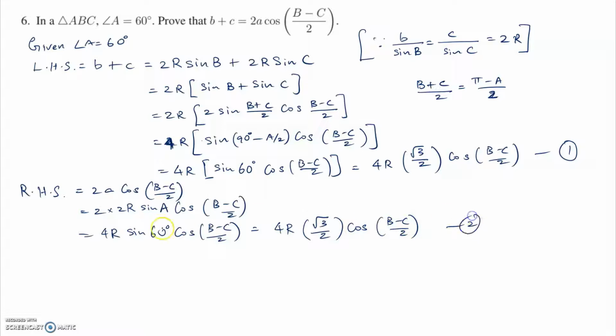This is 2. So from 1 and 2, LHS is equal to RHS, hence the proof.